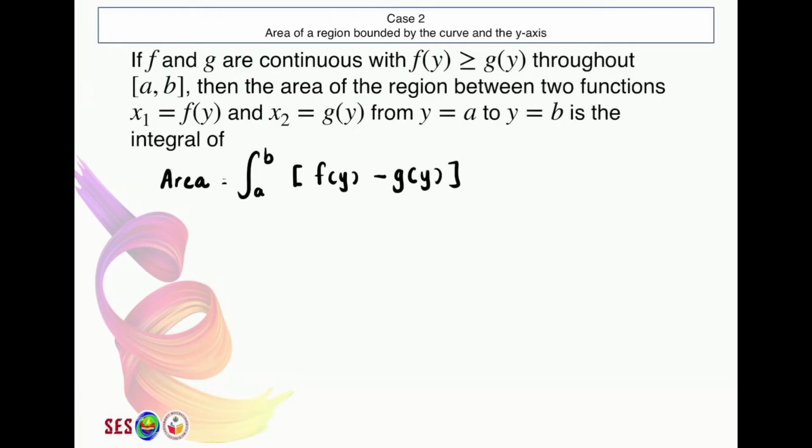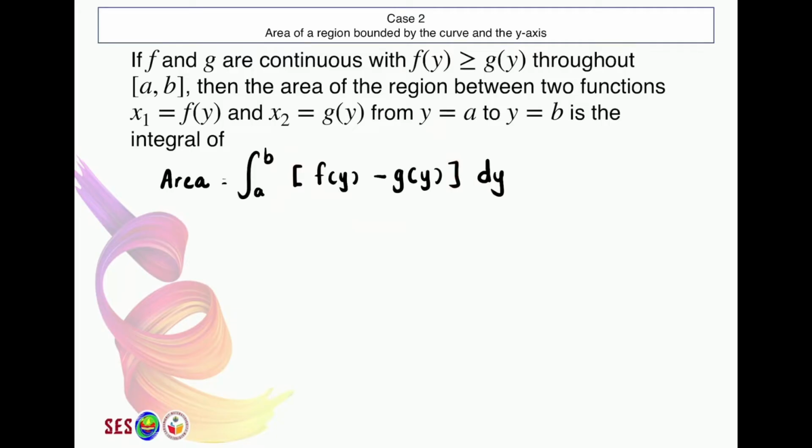Why is it in terms of y? Because we are going to integrate it with respect to y. So we put here dy. So this is how you find the area of a region bounded by the curve and the y-axis. Whenever you see y-axis here, the functions inside have to be in terms of y, and you need to integrate them with respect to y.